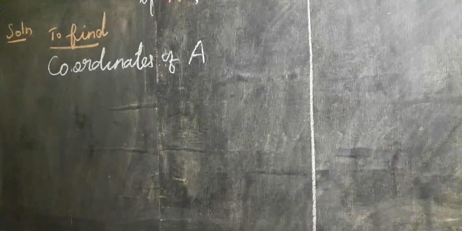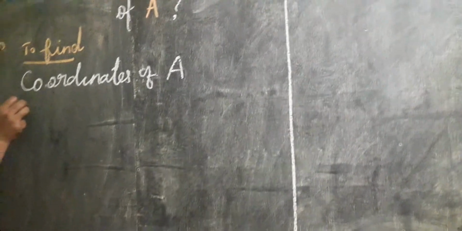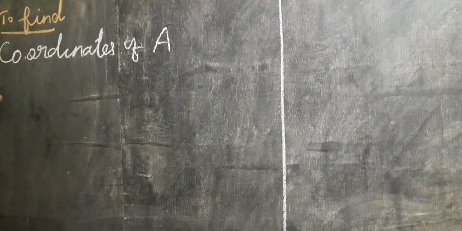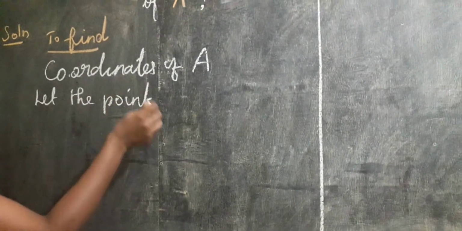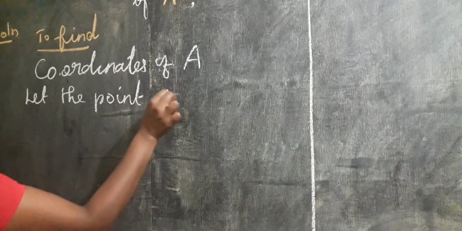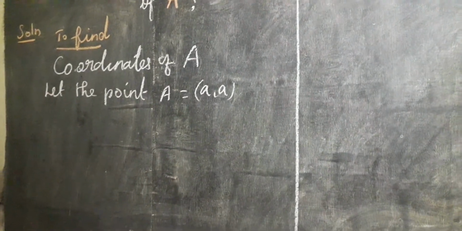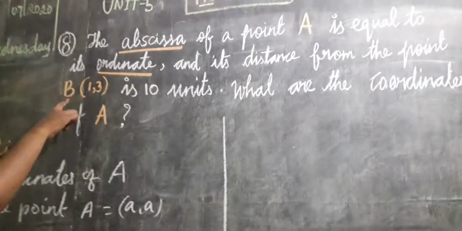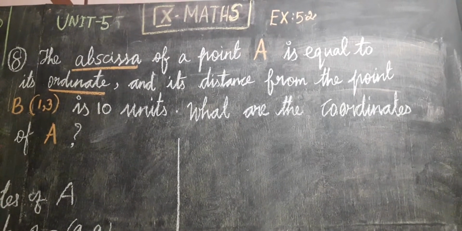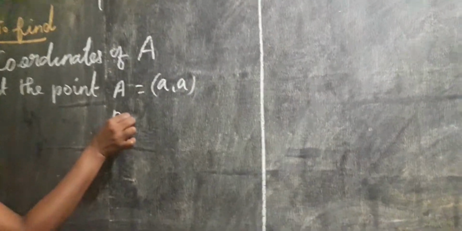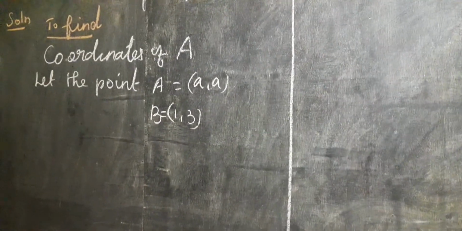We don't know the point, that's why let the point A be equal to A comma A. We only take it. And then which one is given? B is given in the question. B of 1, 3 is given. So B is equal to 1, 3.